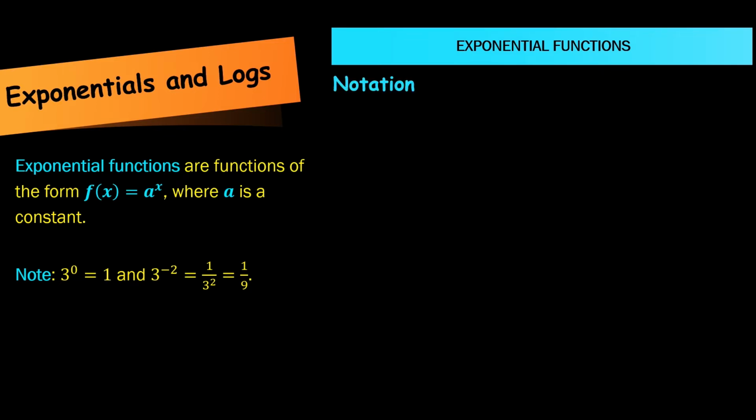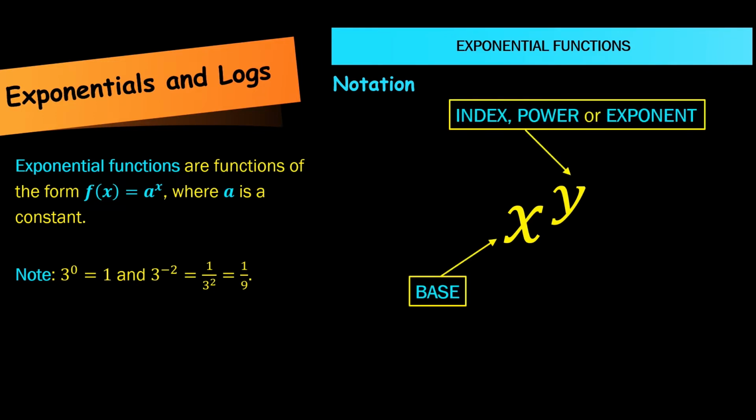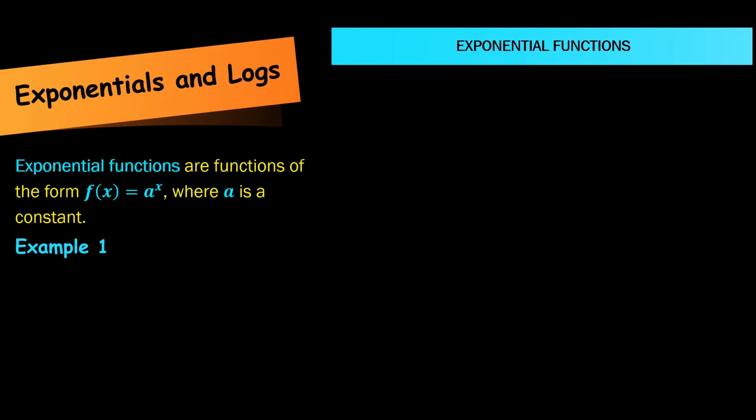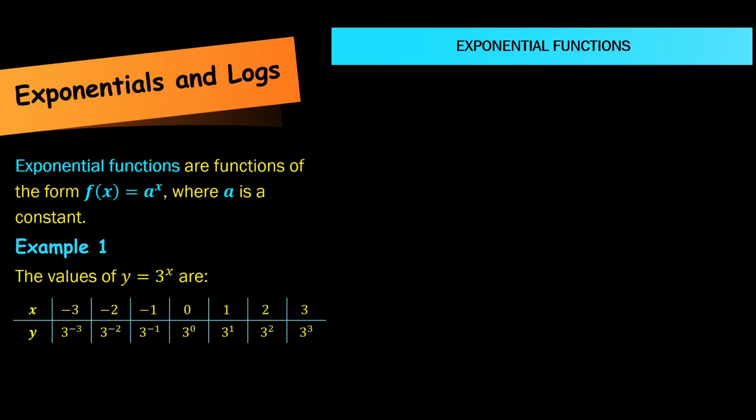Let's now take a look at some notation. This is x to the power y. X is the base, and y is the index, power, or exponent. Now let's take a look at an example. The values of y equals 3 to the power x are given in the following table.